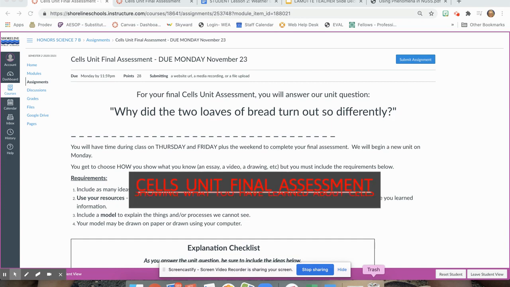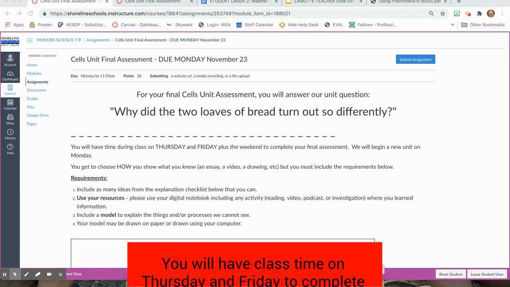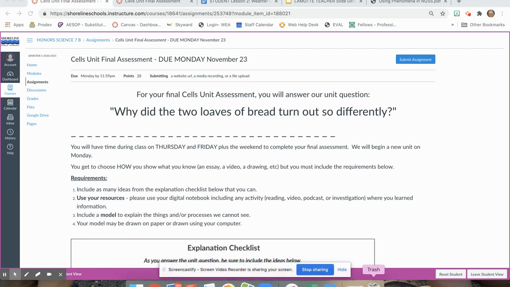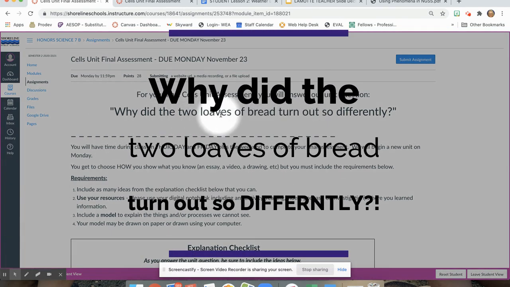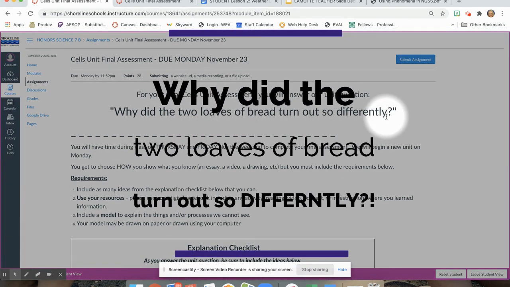Good morning, seventh graders. Today and tomorrow, you will be working on our final assessment for our cells unit. That means that you will be showing me everything that you've learned during this unit. And our unit question is, why did the two loaves of bread turn out so differently?